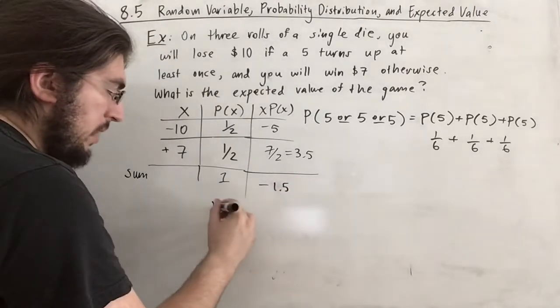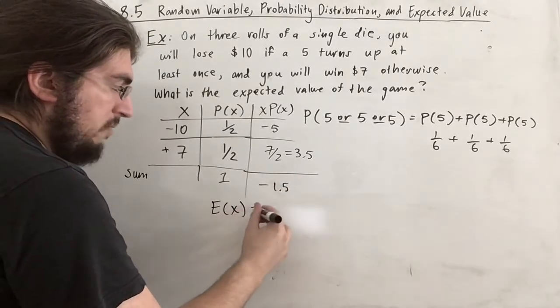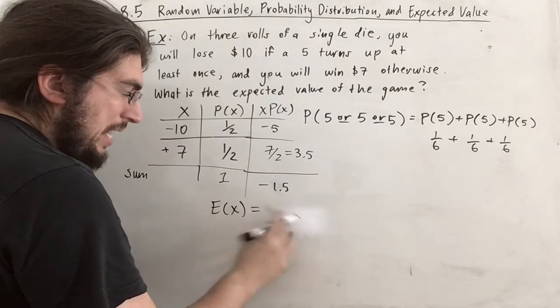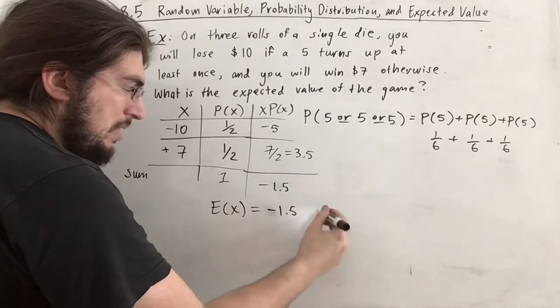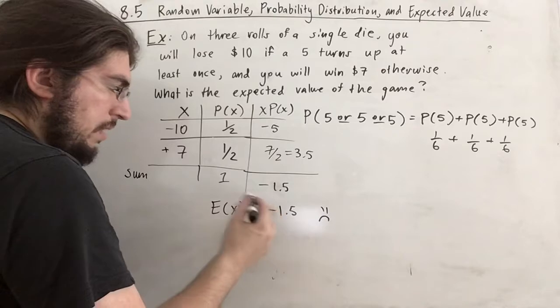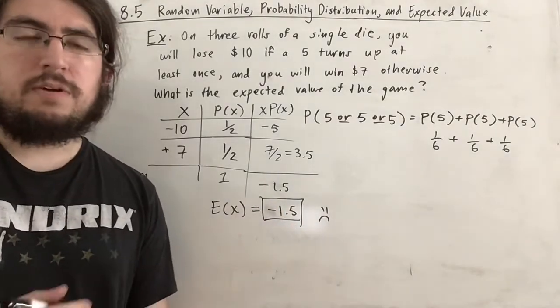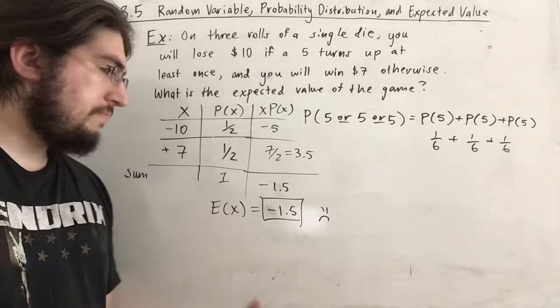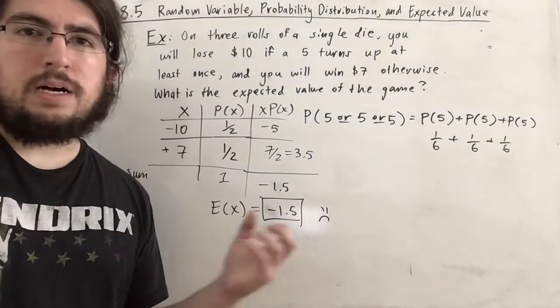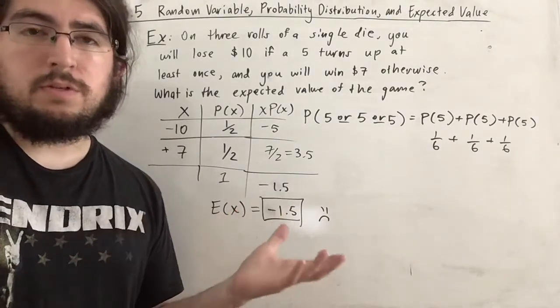So the expected value E of x, in this case, is -1.5. And that is not really a good thing. As it turns out, if you have a negative expected value, then this basically means that the odds are against you to win.